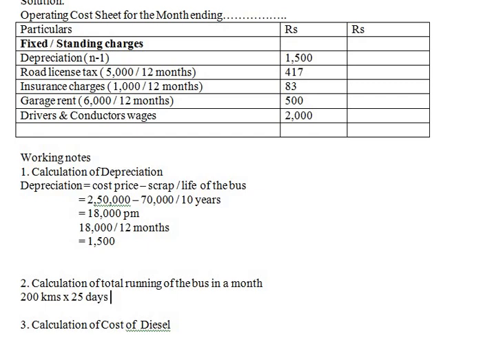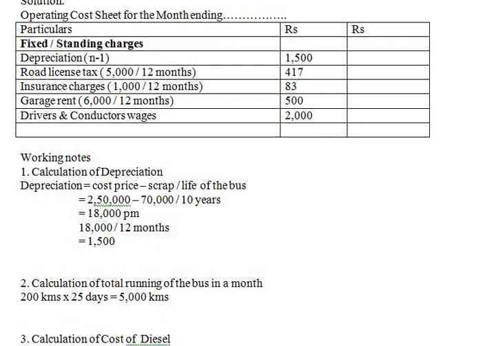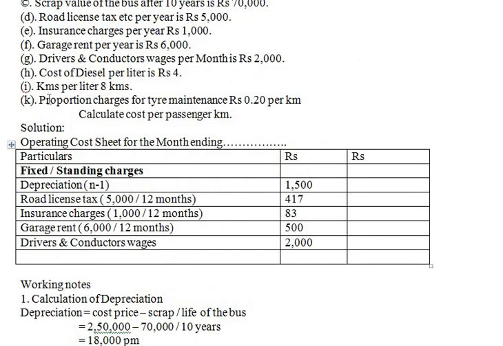25 days, which will be equal to 5000 kilometers. It means in a month the bus runs for 5000 kilometers. Understanding? Yes. Now here they have given us the tire maintenance charge, right?